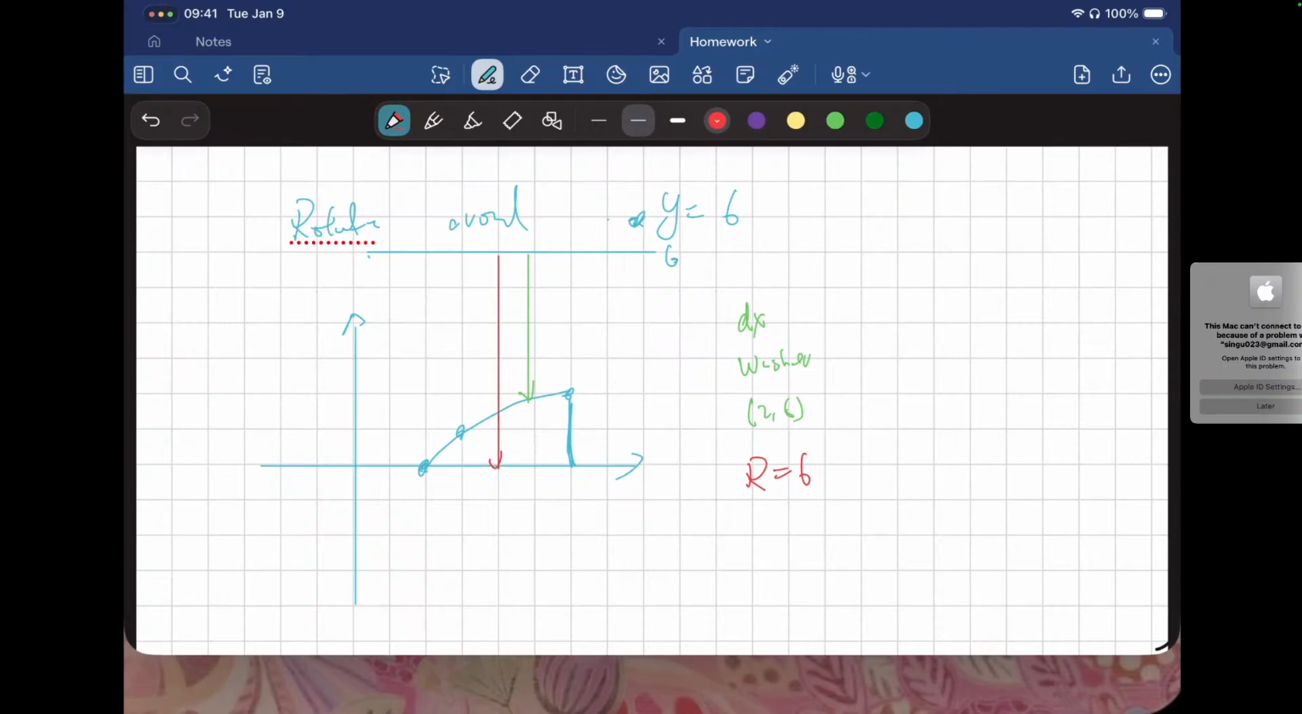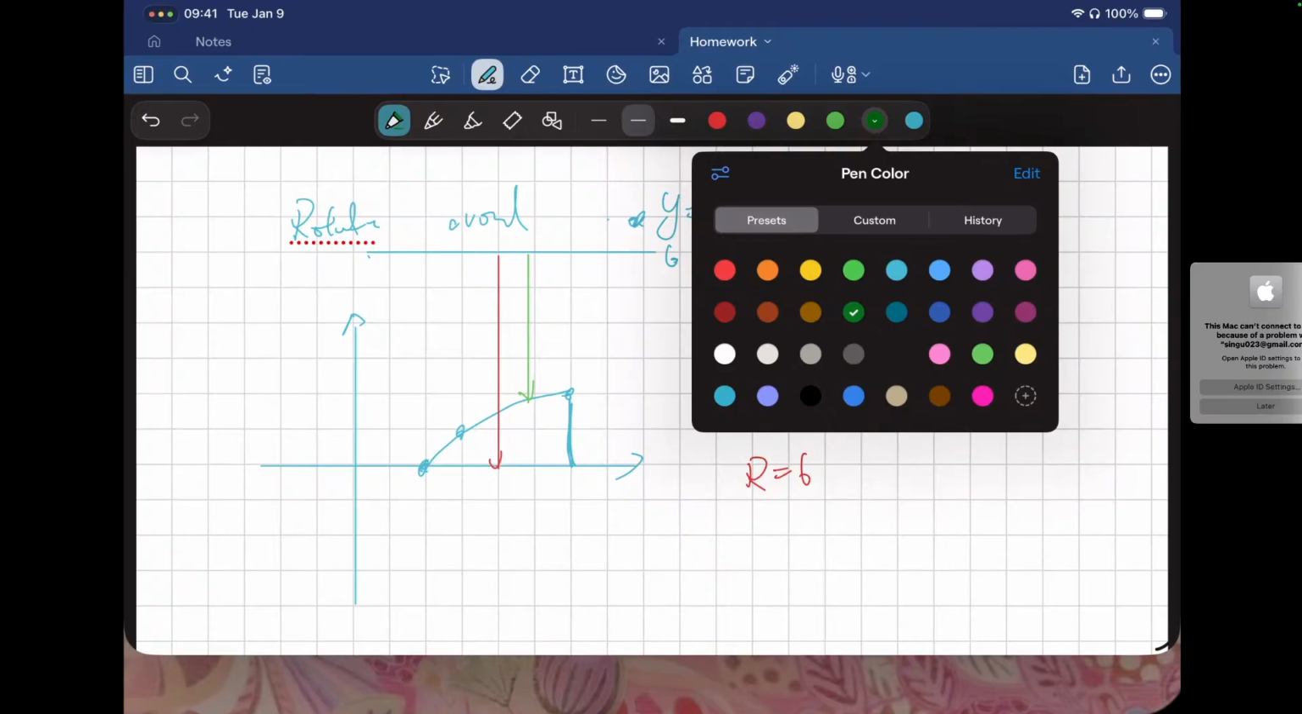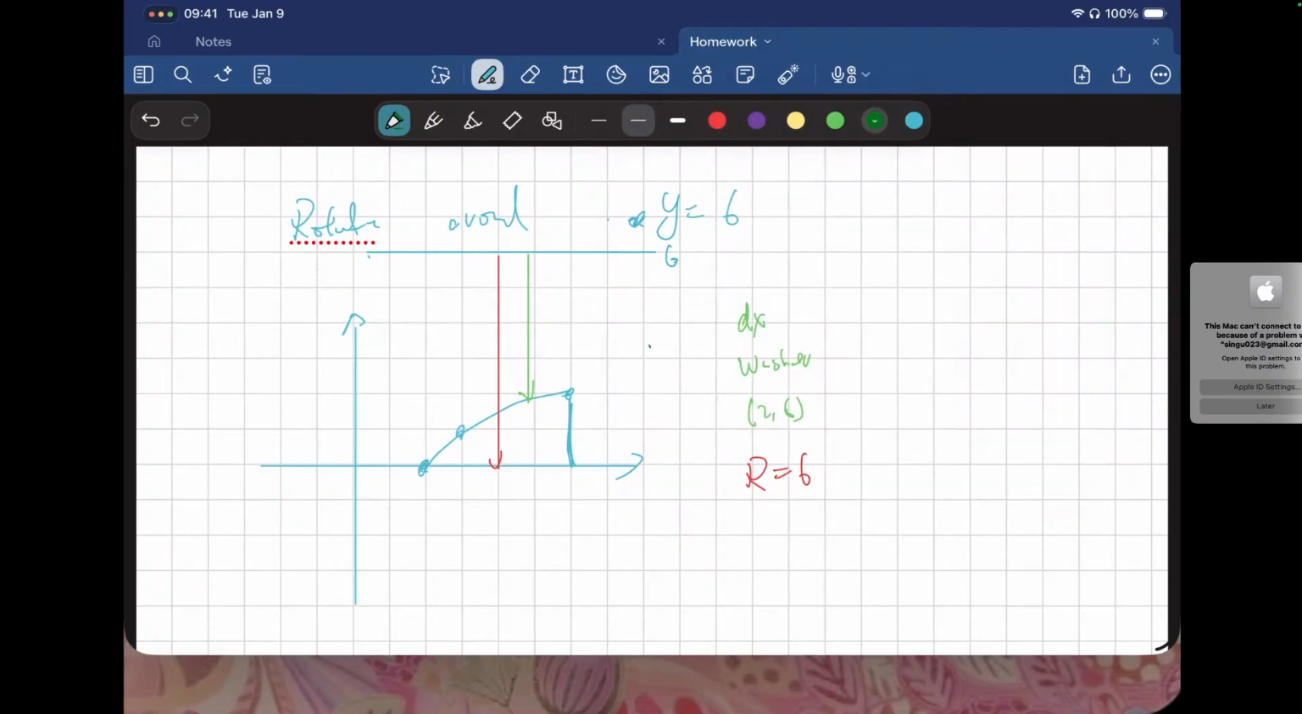6 minus what? Did anybody have a different answer? Wait, let me think. What is it? What is the D? 6. Hold on, is it? Wait a minute. Oh yeah, okay. It's 6 minus y squared plus 2. No, it's not y squared plus 2, because we are looking at the x distance right now, not the y distance.